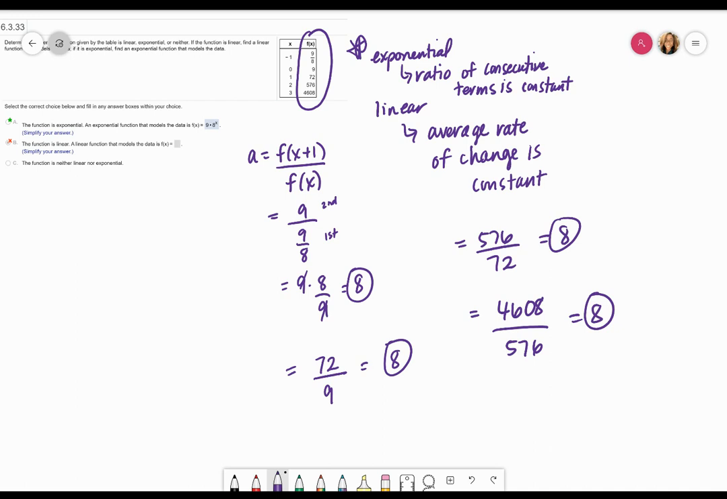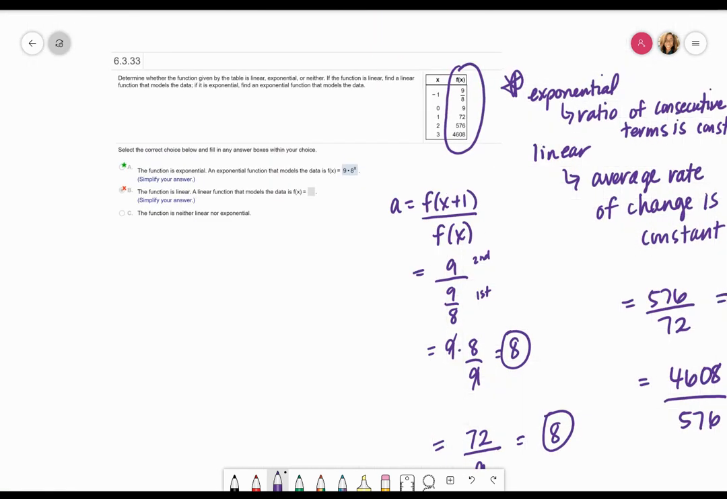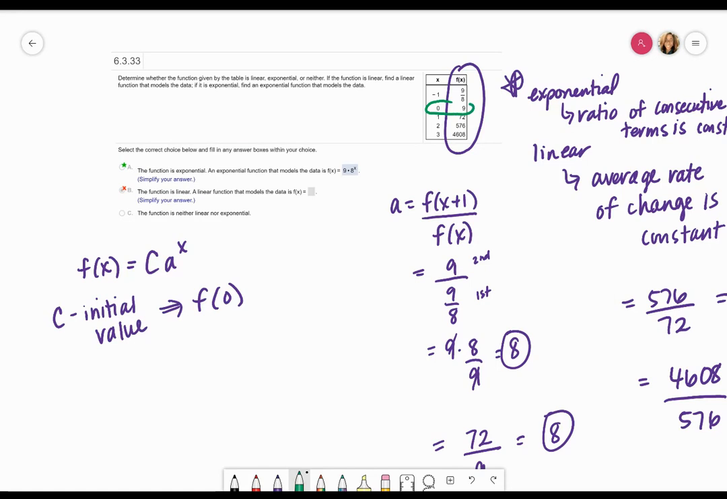Since I have an exponential function, they asked me to build it. From our definition of an exponential function, f of x equals c times a to the x power. Now c is your initial value, and your initial value comes about when you plug 0 into it. So we don't have to look it up; they already told us what our function is when x equals 0. It equals 9, so c for us equals 9.